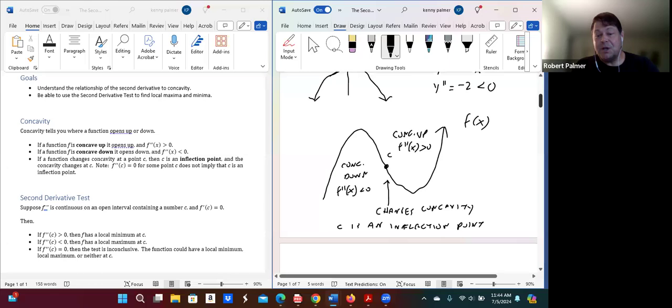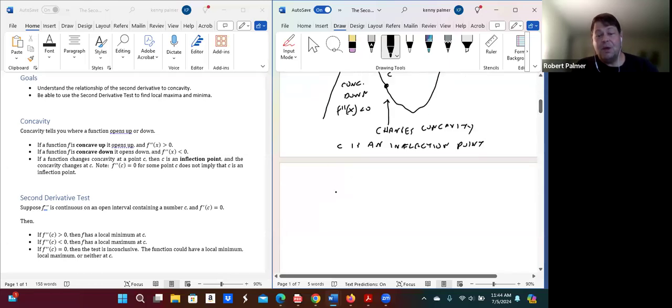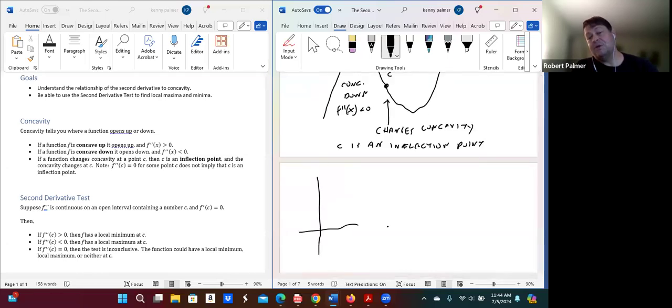Now, you can also have changes in concavity in other ways. Let's look at another function. It is also possible to have a function that changes concavity where maybe it's not continuous. Something like this. That would be a concavity change.